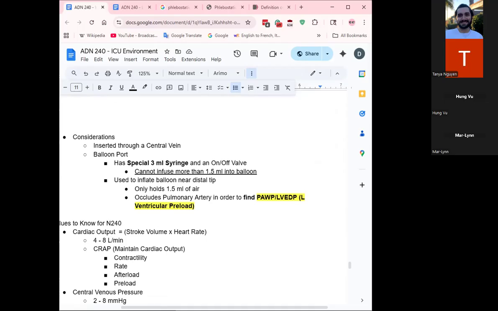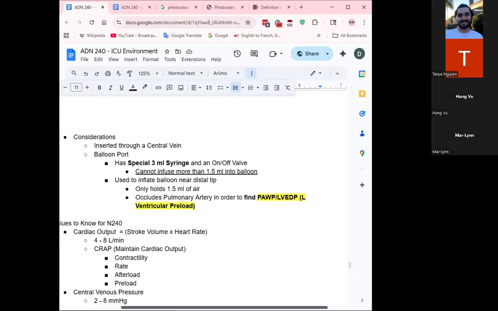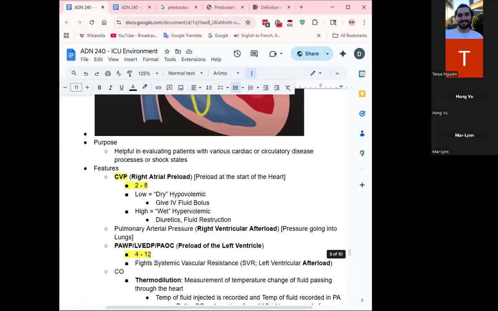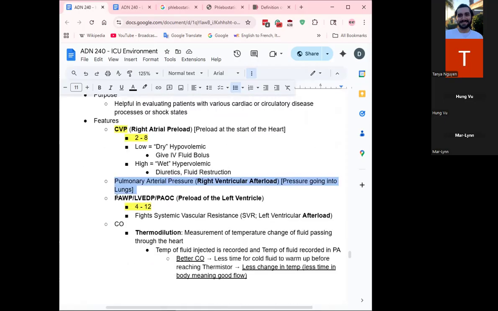Okay. So your Swan-Ganz is inserted through a central vein. You have a balloon port. So what I didn't explain is how that pulmonary wedge pressure, that occlusive pressure, is measured. Your Swan-Ganz will have a continuous monitoring of your CVP and your pulmonary arterial pressure, but it will not have a continuous measurement of your wedge pressure, because in order to measure it, it needs to be wedged. So it has a balloon.